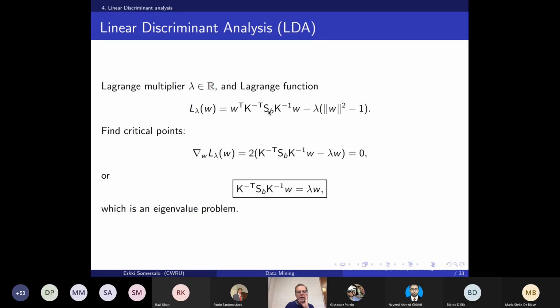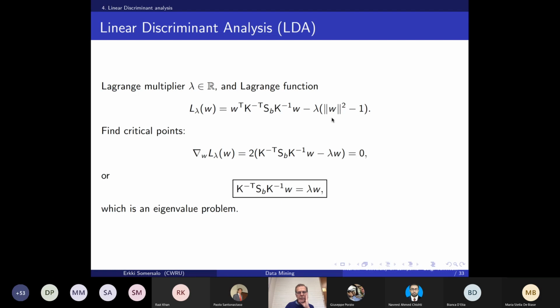So let's go and differentiate this quantity. So if you have an expression vector transpose matrix vector, and you calculate the gradient of that, it is 2 times the matrix times the vector. So this assumes that the matrix that you are using is a symmetric matrix. So K minus transpose S_B K minus 1 is a symmetric matrix, and so therefore the gradient of this quadratic form is simply 2 times the matrix times the vector W. What about the gradient of the norm of W squared?